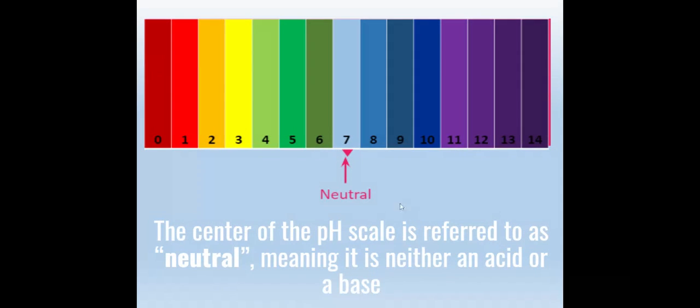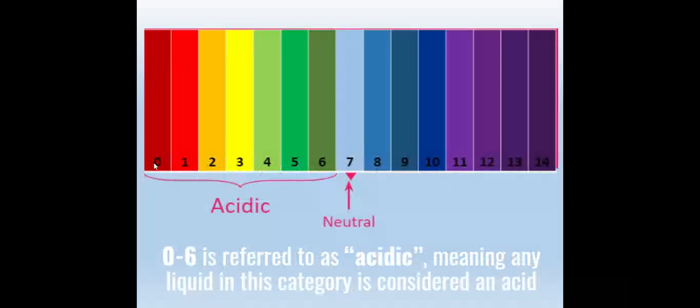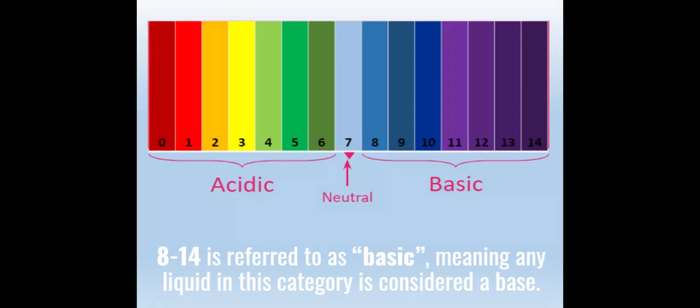The center of the pH scale here is referred to as neutral, meaning that it is neither an acid nor a base. Anything from 0 to 6 is referred to as acidic, and that just means that any liquid in this category is considered an acid. On the flip side, anything from 8 to 14 is basic, meaning that any liquid in that category is considered a base.